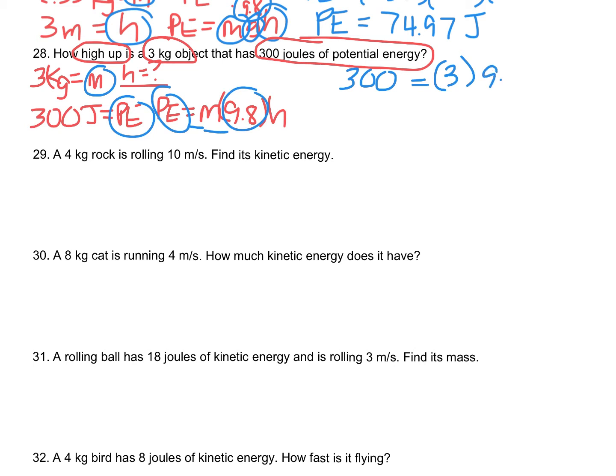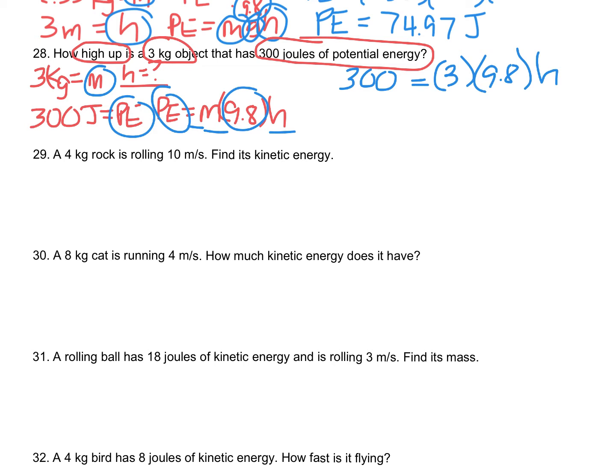9.8 is next in the equation, so we'll put 9.8. And of course, the height is next. For the height, we don't know it, so that's going to be, of course, our variable. So now that we have that, let's start solving to get h all by itself.